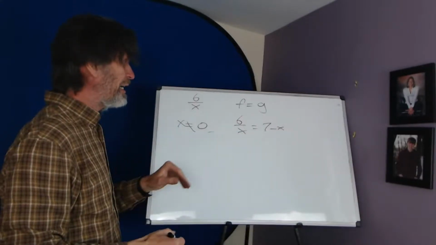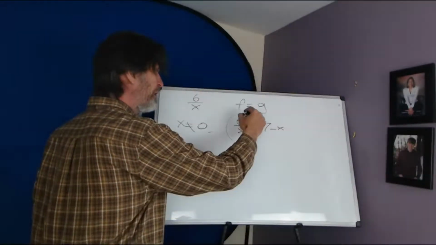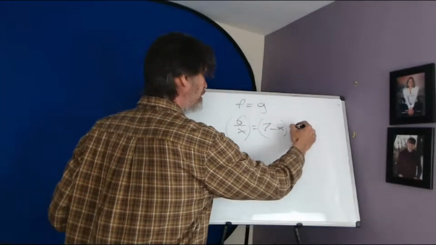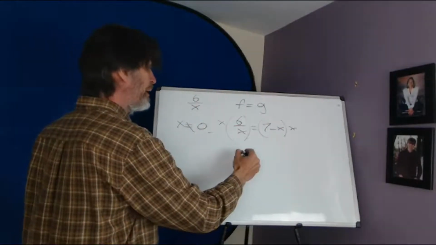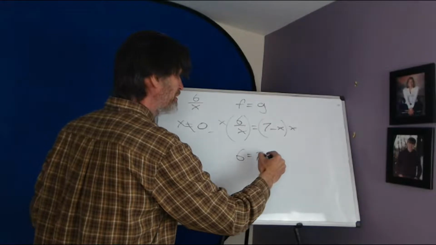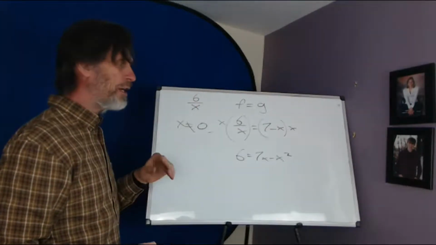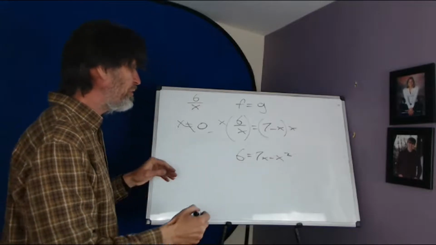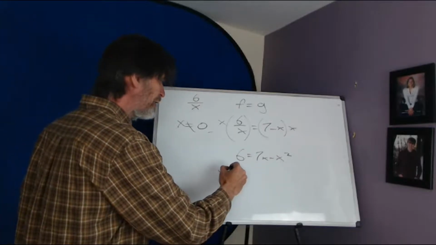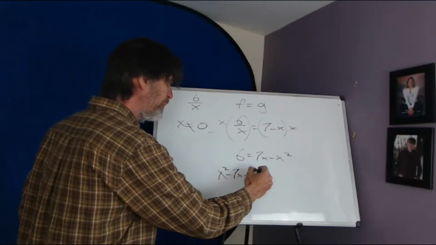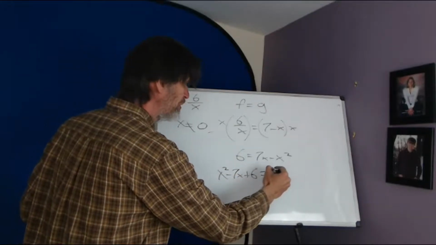Let's get rid of the x in the denominator. It's always best to get rid of the fractions. Multiplied by x, multiplied by x. 6 is 7x minus x squared. Hey, it's a quadratic. We've gotten good at those. Move everything to this side. x squared minus 7x plus 6 is 0.